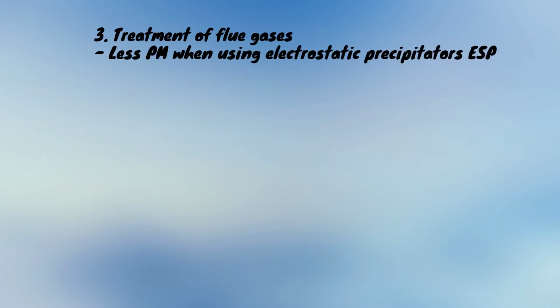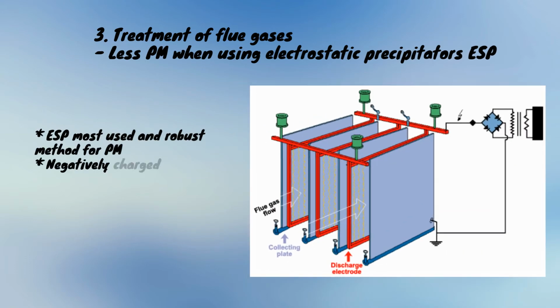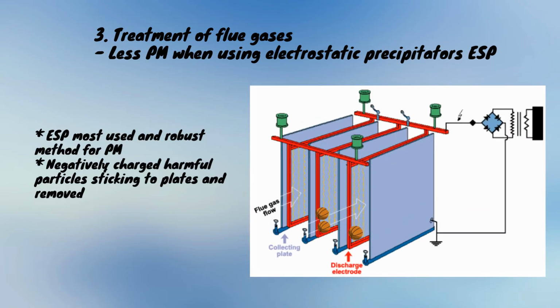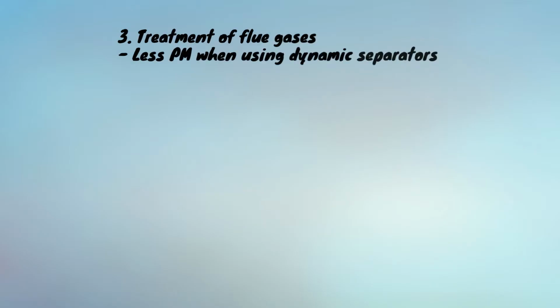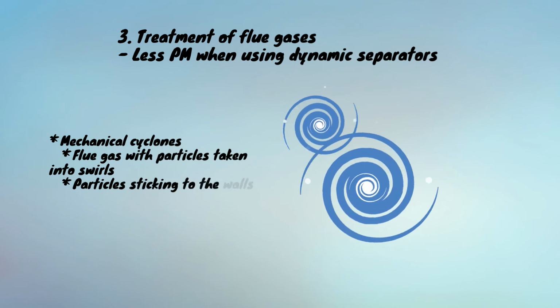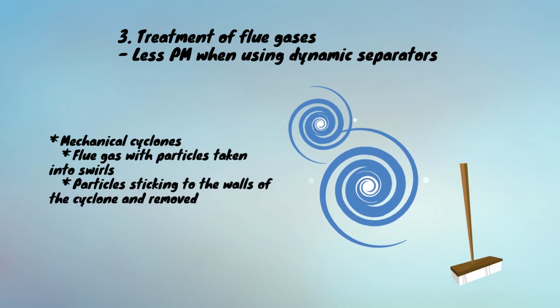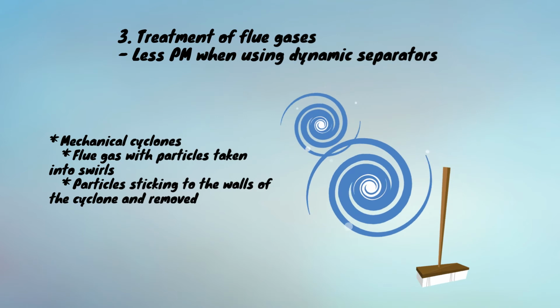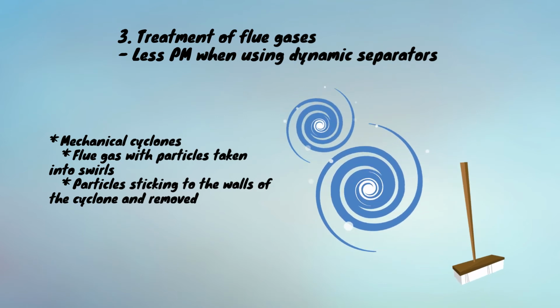Electrostatic precipitators are located in the flue gas channel and they aim at catching particulate matter. In this electric filter arrangement, negatively charged harmful particles stick to plates and are removed by shaking. Particulate matter can also be reduced using dynamic separators. In mechanical cyclones, flue gas is taken into swirls while particles are sticking to the walls of the cyclone and removed.